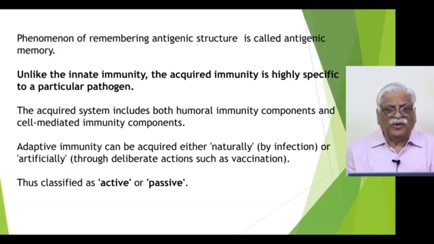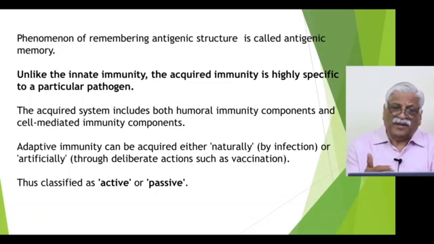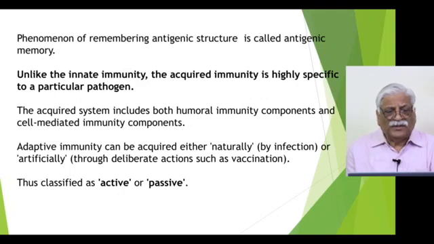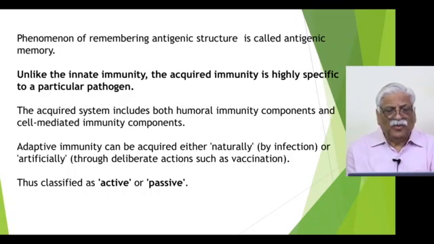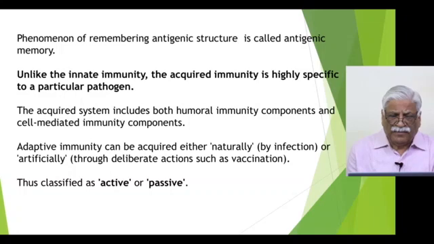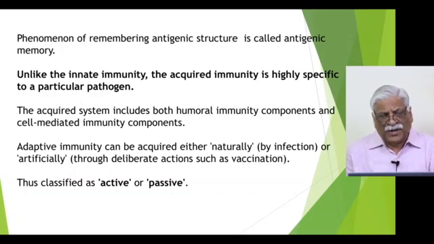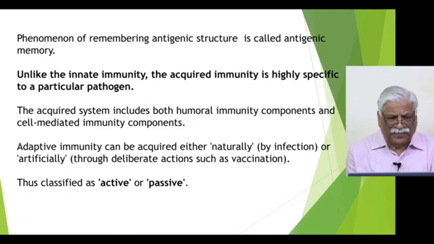Unlike innate immunity, acquired immunity is highly specific to a particular pathogen, because it always acts against a specific type of antigen or non-self substance. The acquired system includes both humoral immunity components as well as cell-mediated immunity components, because initially the cell-mediated reaction takes place and then the humoral immunity component takes place. Adaptive immunity can be acquired either naturally, that is by infection, or artificially through deliberate actions such as vaccination. Therefore, it is actually divided into two groups.